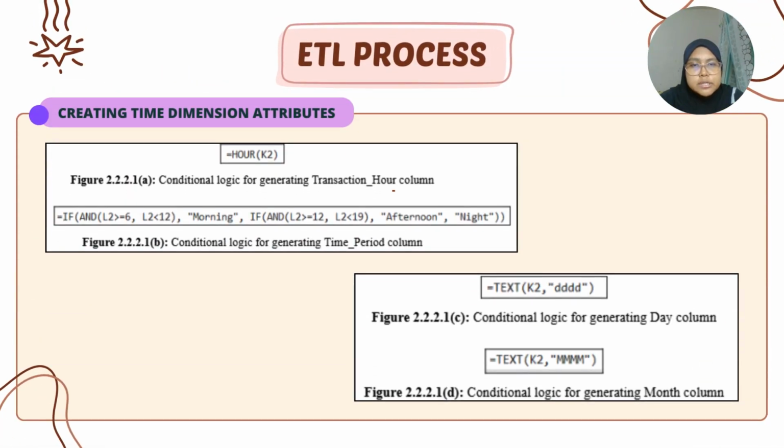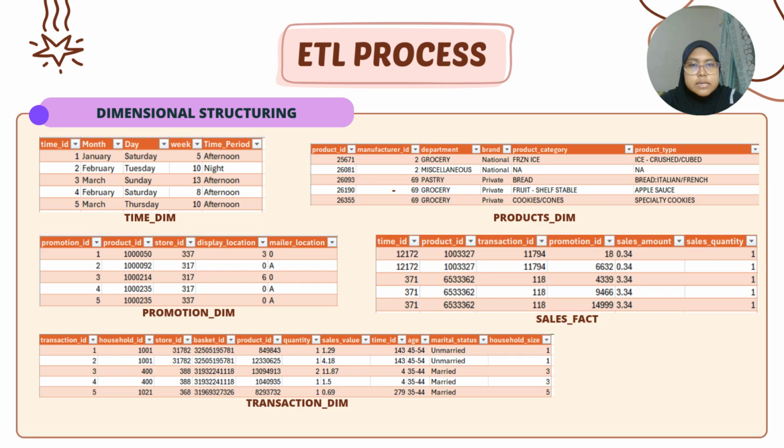Here is all the conditional logic used to create the time period, as well as to convert months and days into readable names. Next, we look at the dimensional structure table by table. First, the time dimension stores details like day, month, and time period. This helps us analyze sales trends and peak hours.